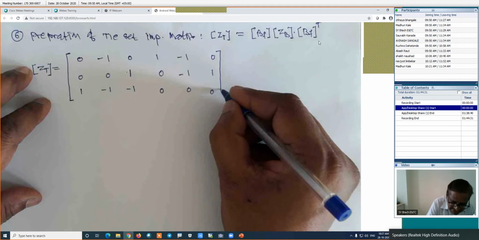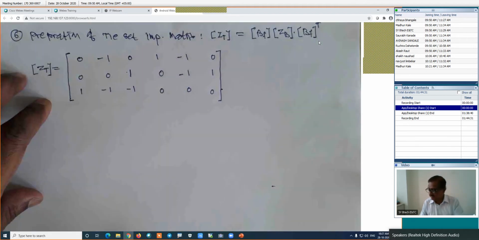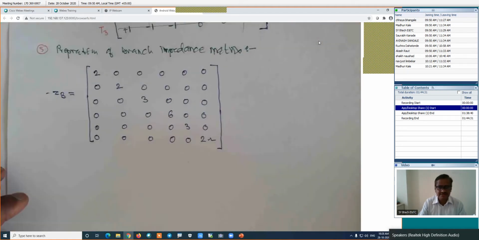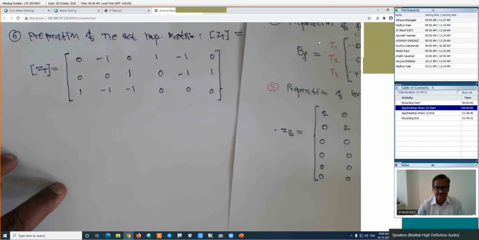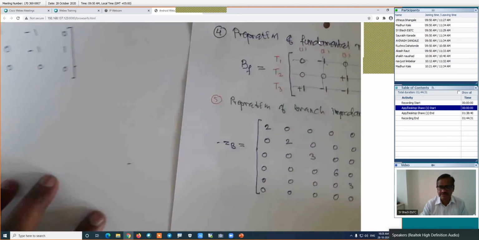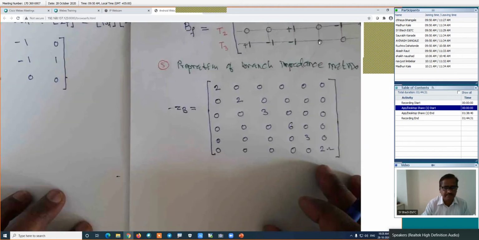Then I will take the ZB, which is the branch impedance matrix. This is ZB. I will copy this ZB. Otherwise, just give me a minute.